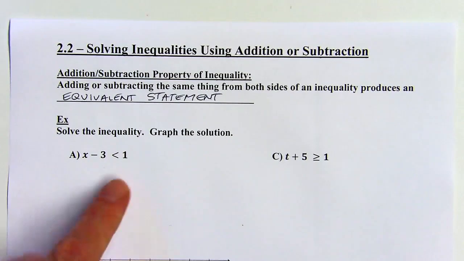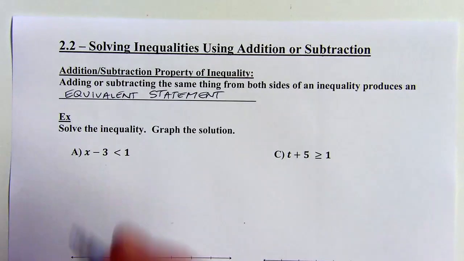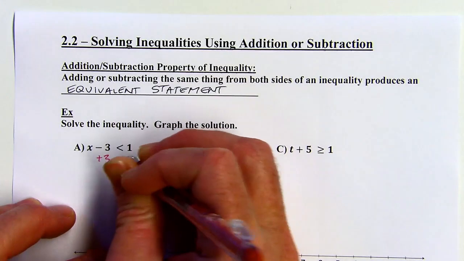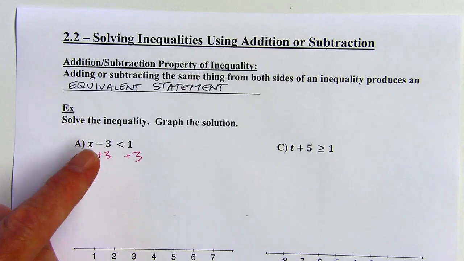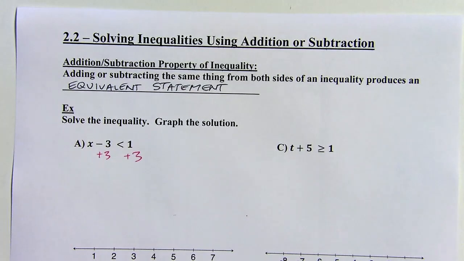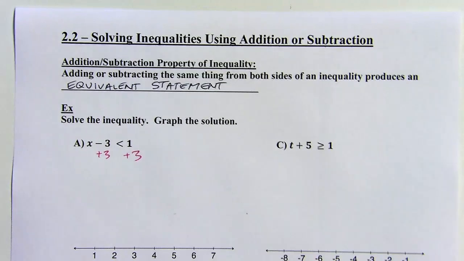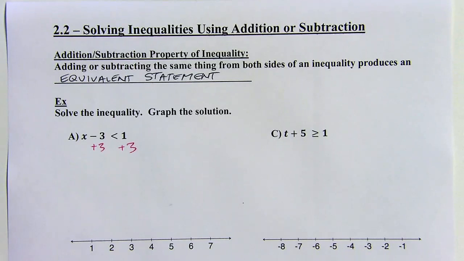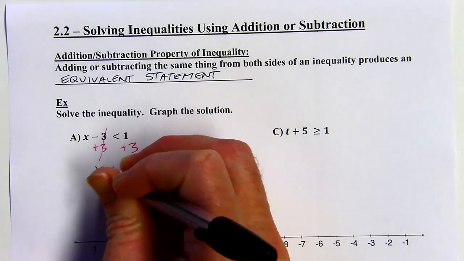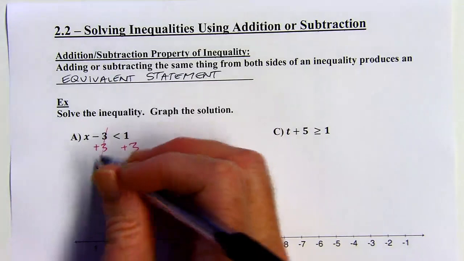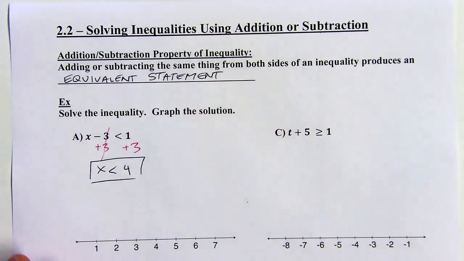Okay, so in other words, if this is true, then it's still going to be true when I add 3 to both sides of the inequality. And that's what I want to do, because when we're asked to solve, we really want to get the x by itself, or whatever the variable. I want to get the t by itself on this next example. Okay, so when I add 3 to both sides here, those cancel, and I get x is less than 4. Okay, so that's my solution, and then we're going to graph the solution as well.